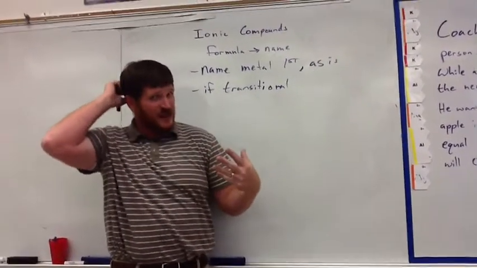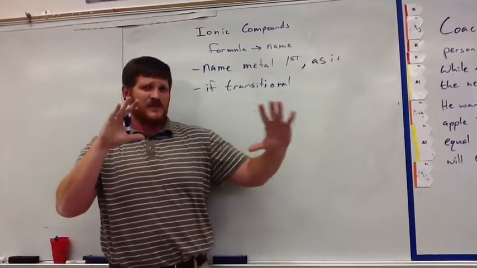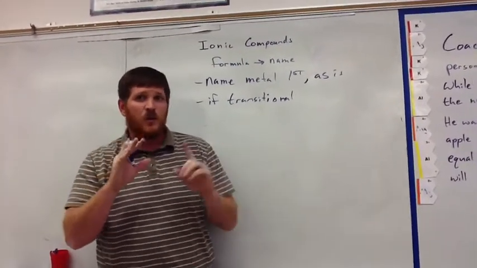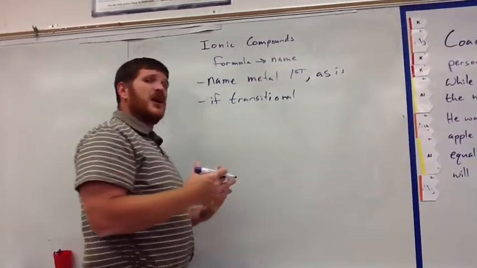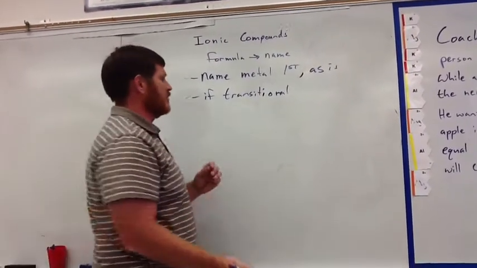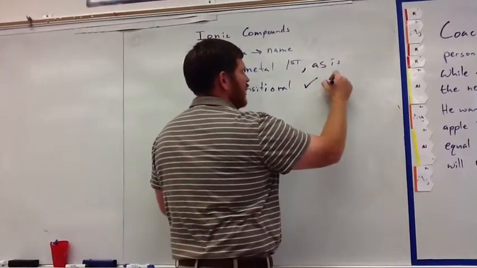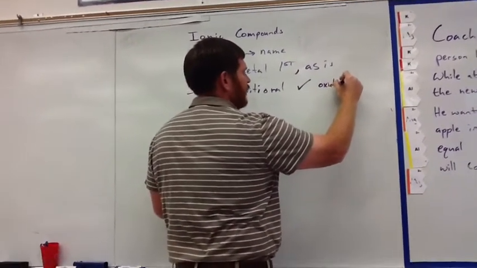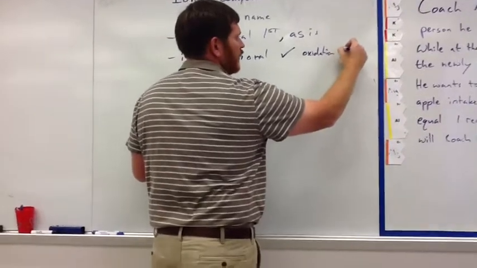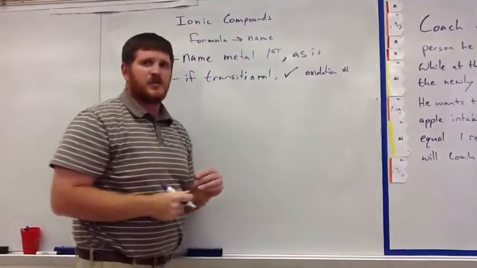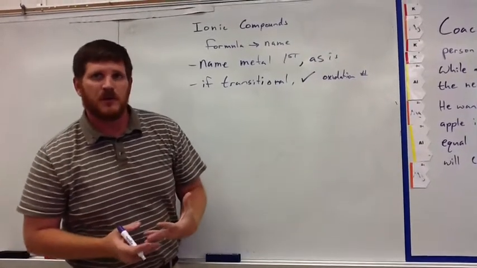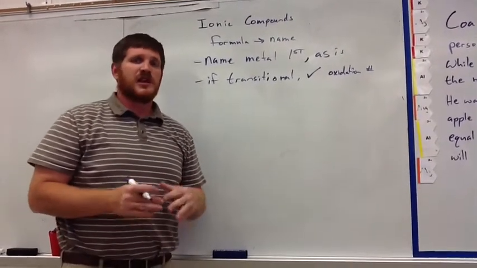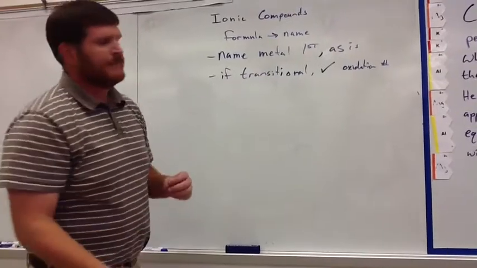If it's a transition metal, so it's one of those that are in the middle, you need to make sure you double check your periodic table. When you look on your periodic table, it's got several oxidation numbers. So we're going to check the oxidation number, and I'll show you in class what that is. Basically, that's just our charge number. Those have multiple charges, and we're going to have to do stuff with those.